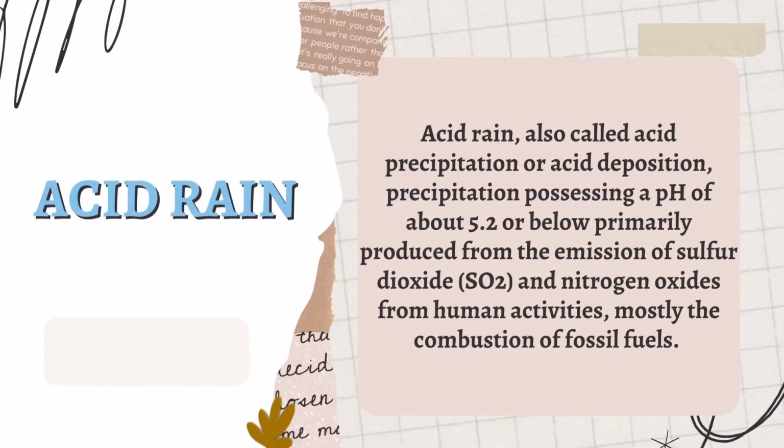Acid rain, also called acid precipitation or acid deposition, is precipitation possessing a pH of about 5.2 or below, primarily produced from the emission of sulfur dioxide and nitrogen oxides from human activities, mostly from the combustion of fossil fuels.